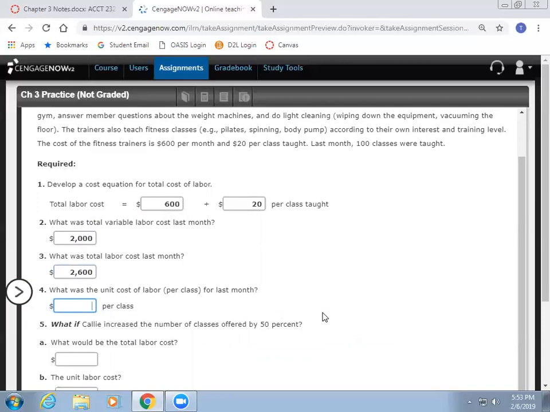Number 4, it asks what the unit cost of labor per class was for last month. 26. Very good. 2,600 total costs divided by 100 classes. The cost per class is $26.